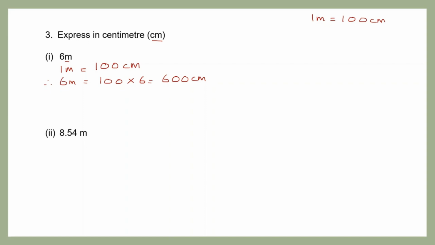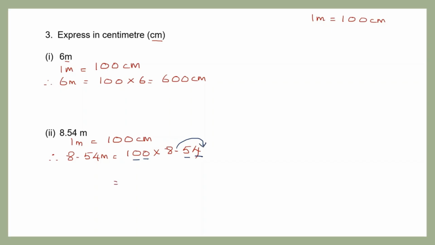Question 2. 8.54 meters converted to centimeters. So this is meters. So let me write 1 meter equals 100 centimeters. Therefore, 8.54 meters will have 100 into 8.54. Multiplication of decimal numbers now by 100. 100 has 2 zeros, so my point will move 2 places to the right. When you multiply, the point moves to the right and it comes there.